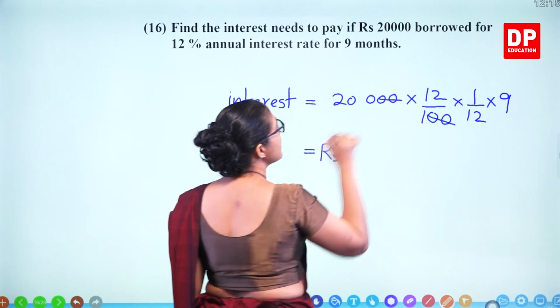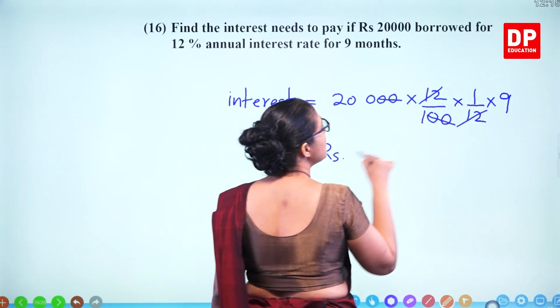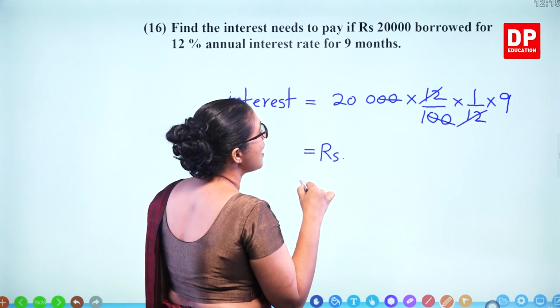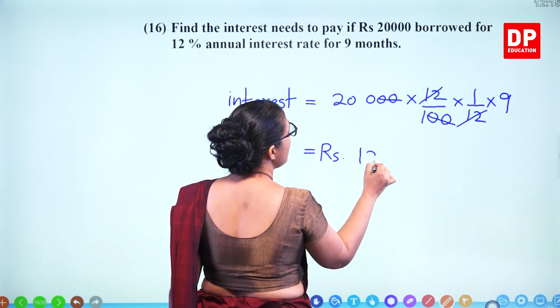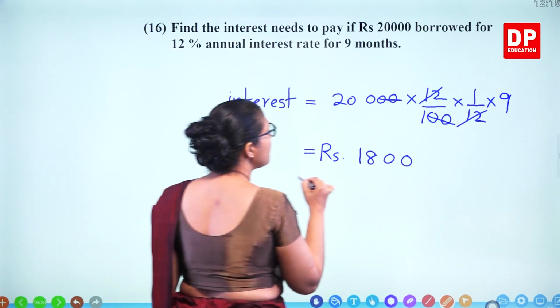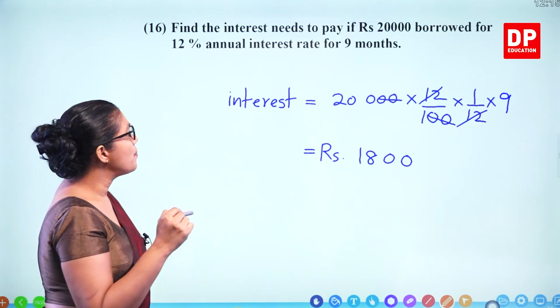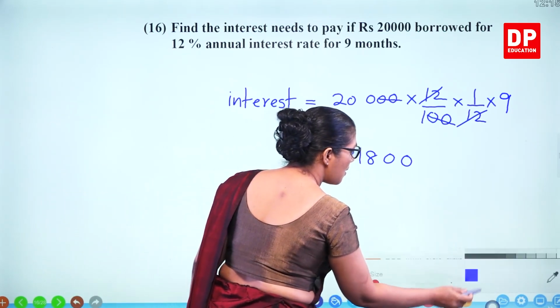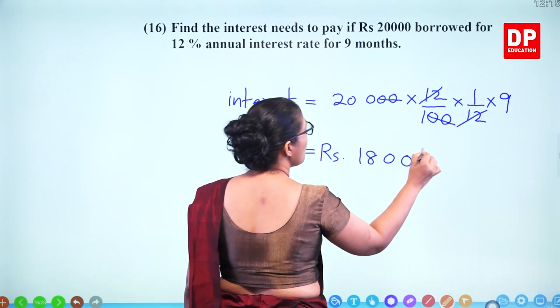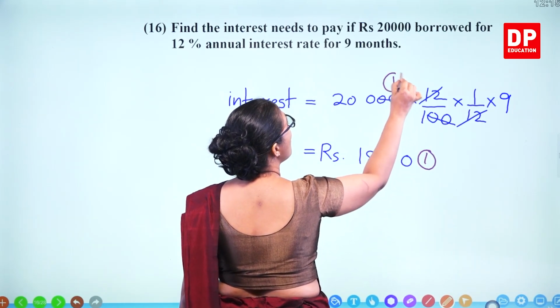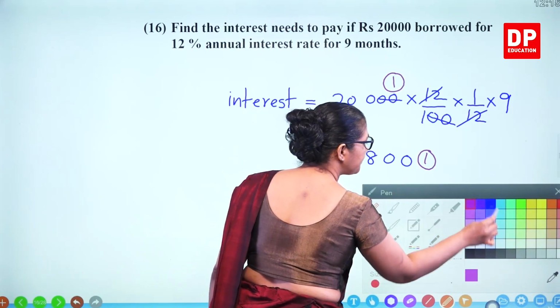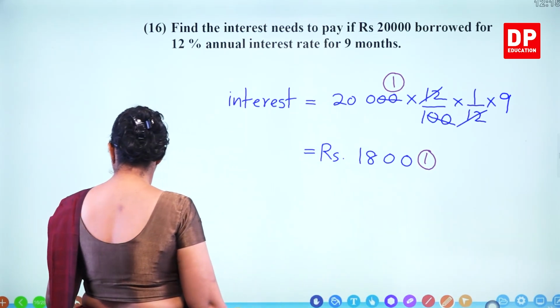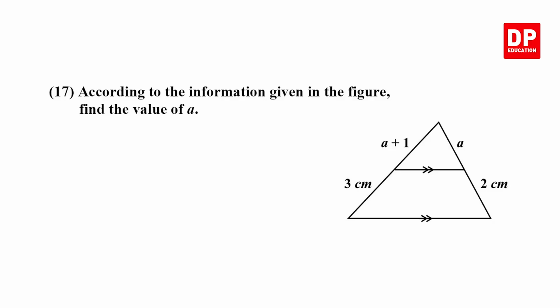2 zeros get cancelled out. 12 and 12. And 200 times 9. 9 times 2, 18 and 2 zeros. 1,800 rupees is the interest for 9 months. 1 mark for the answer and 1 mark for the method. Question number 17. According to the information given in the figure, find the value of A.